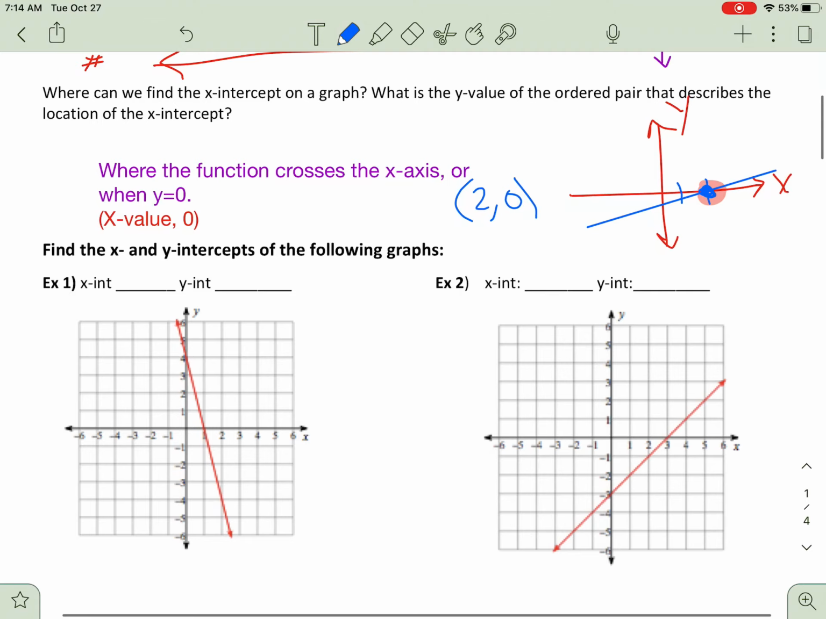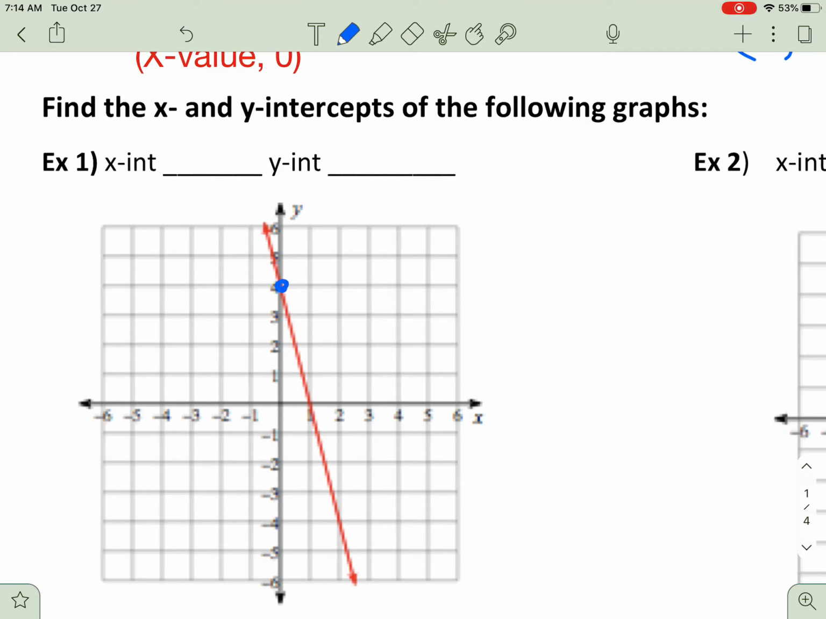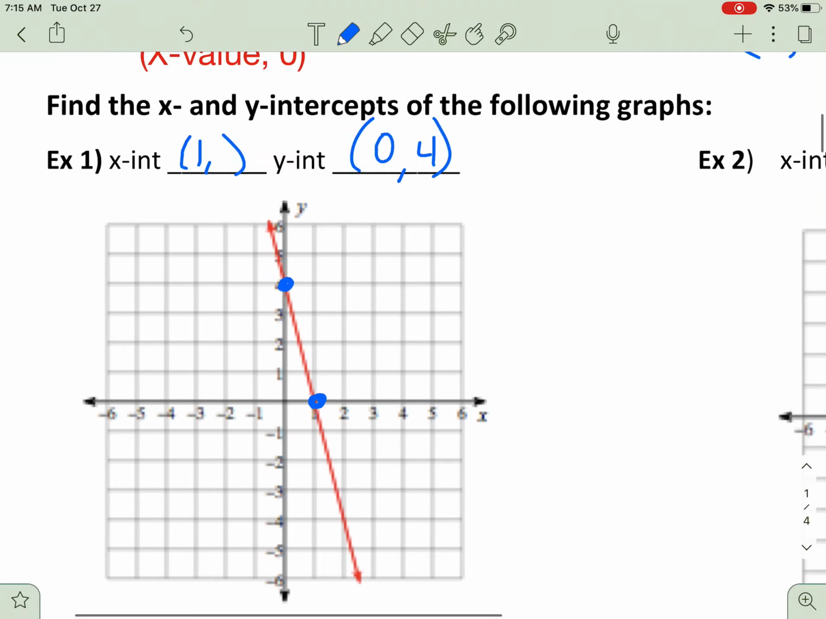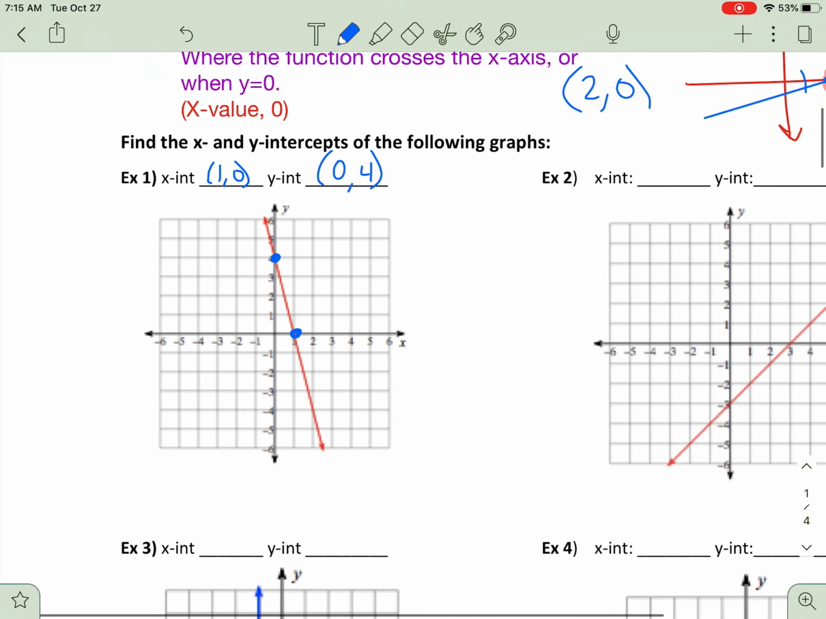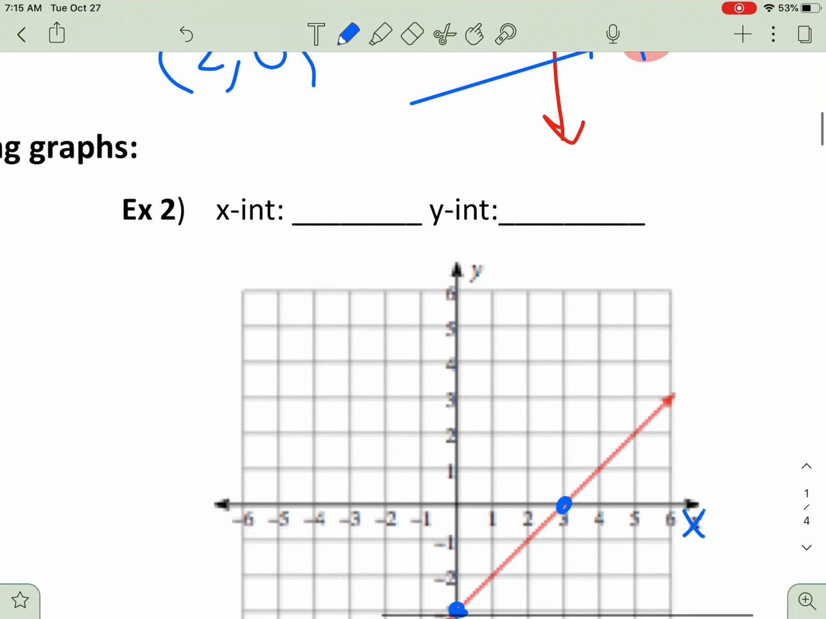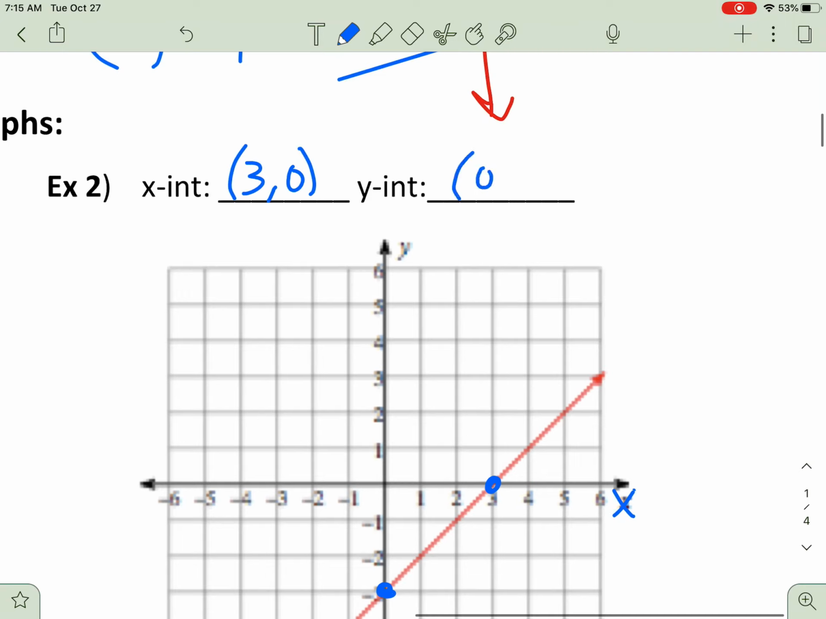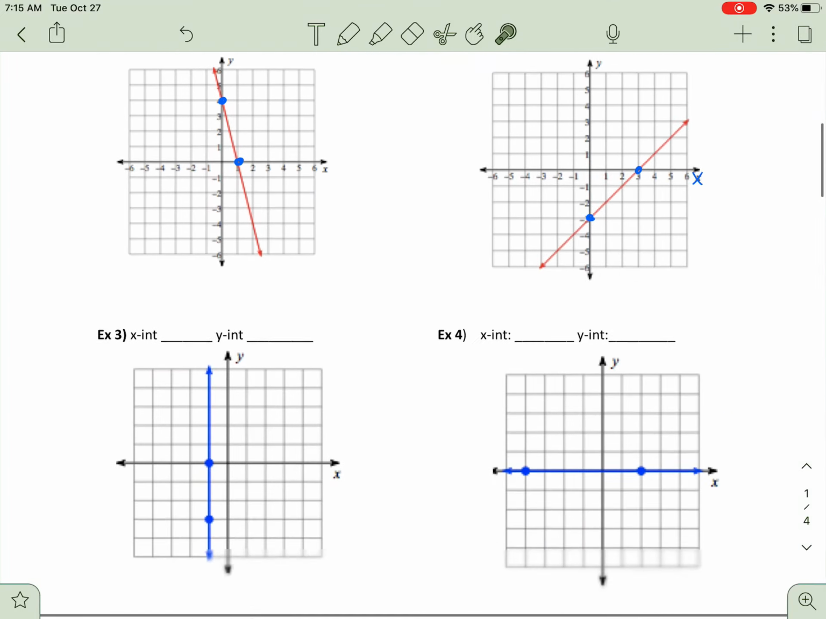Okay, find the x and y intercepts of the following graphs. So what we're going to do is label them as ordered pairs. As you can see, it crosses the y-axis here at 4, so that would be the y-intercept, 0, 4. And it crosses the x-axis here at 1, so that would be 1, 0. All right, example 2, crosses here and here. This is the x-axis at 3, so the x-intercept is 3, 0. And then it crosses the y-axis at -3, so this would be 0, -3. Notice how they flip, right? X and y's flip here.